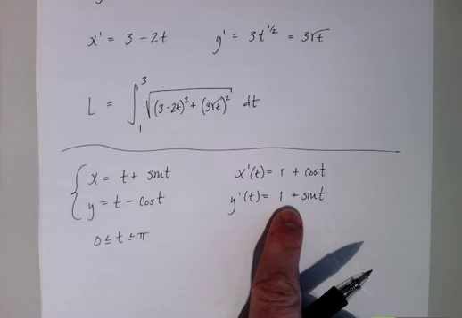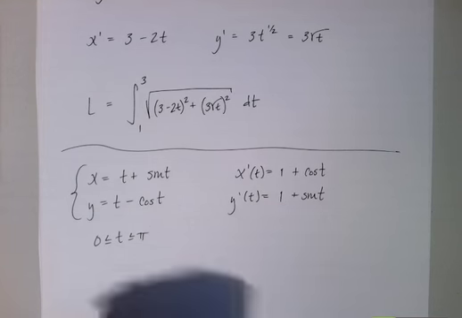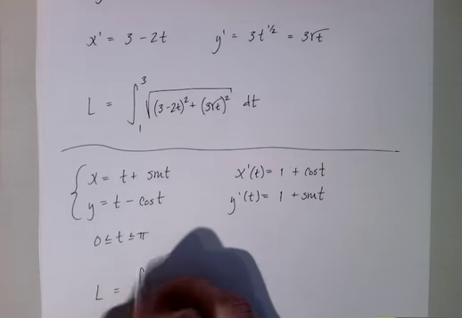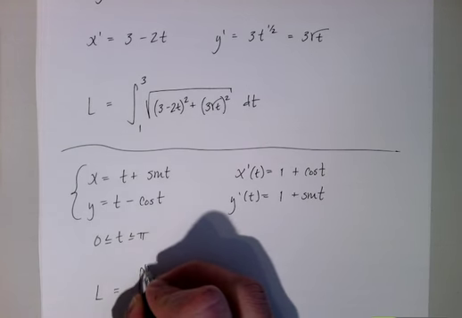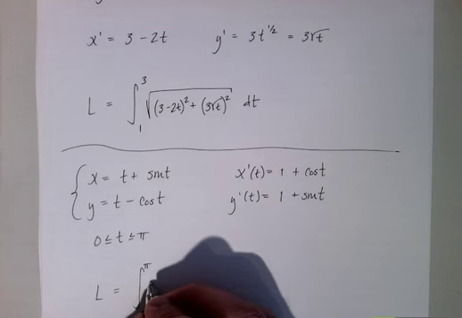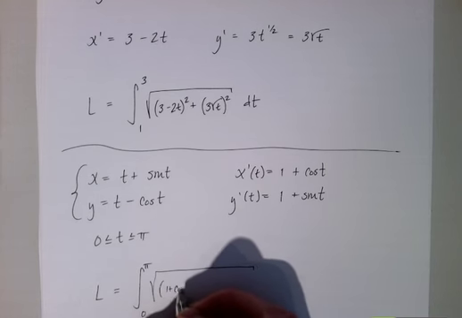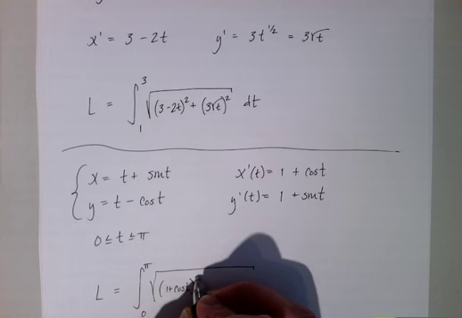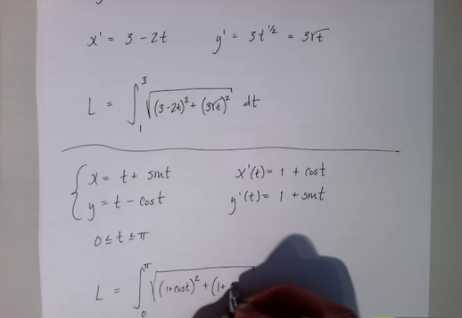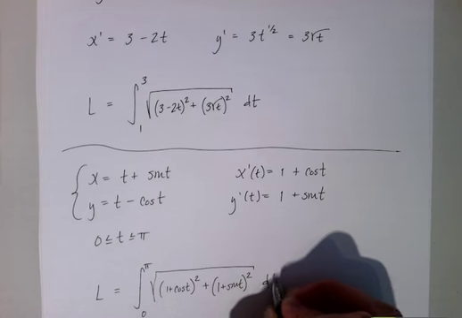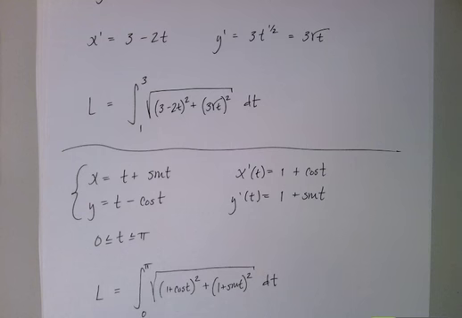Obviously that changes sign right there because the derivative of cosine is negative sine. And so we simply have to set it up, limits of integration, alpha to beta, square root of 1 plus cosine t, that's x prime, squared, 1 plus sine t, that's y prime, squared, and then dt.